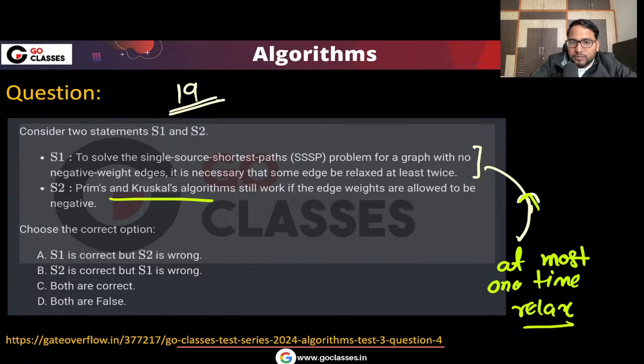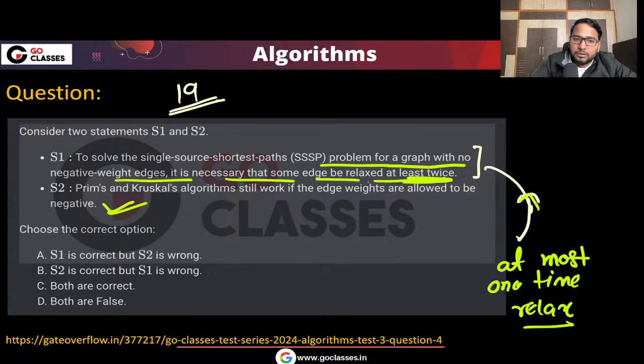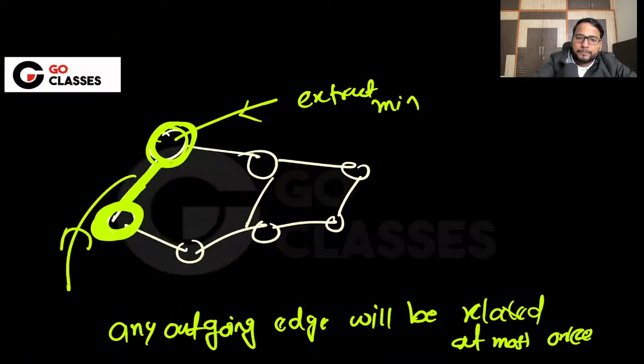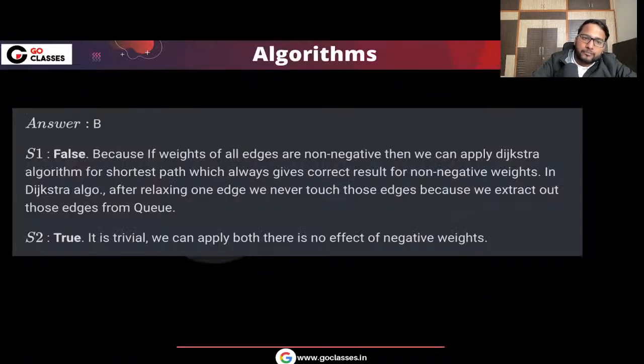Prim's and Kruskal's algorithm still work if the edge weights are not allowed to be negative. Yes, it is correct, right? And what they are saying is that for a graph with no negative edge weights, it is necessary that some edge weight can be relaxed twice. No, that's wrong. So S2 is correct and S1 is wrong. So again, B is the answer, right?